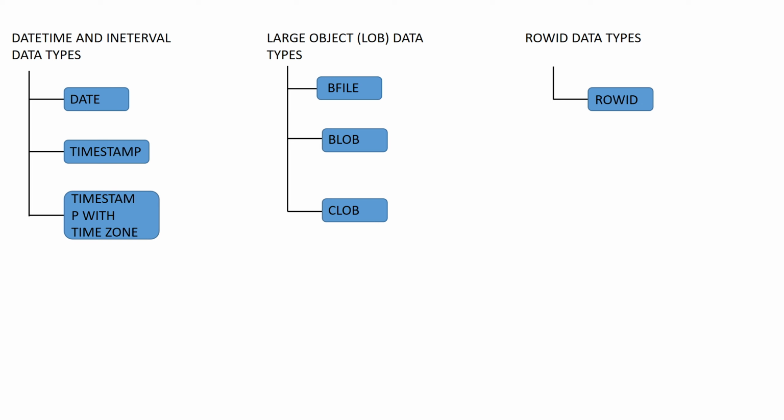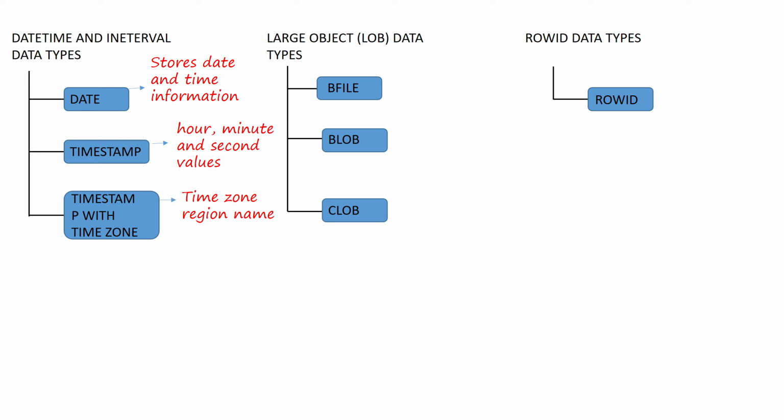The next data types are date, time and interval data types. Date data type stores the date and time information, whereas timestamp additionally stores hour, minute and second values. And timestamp with time zone additionally stores the time zone region name or time zone offset value.